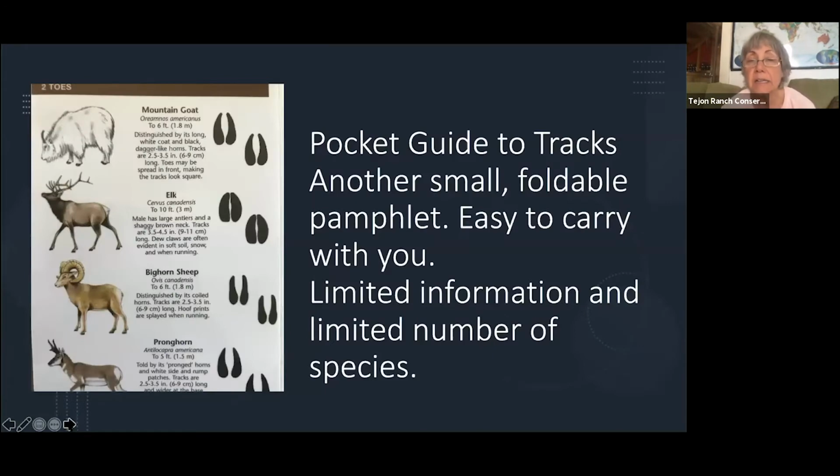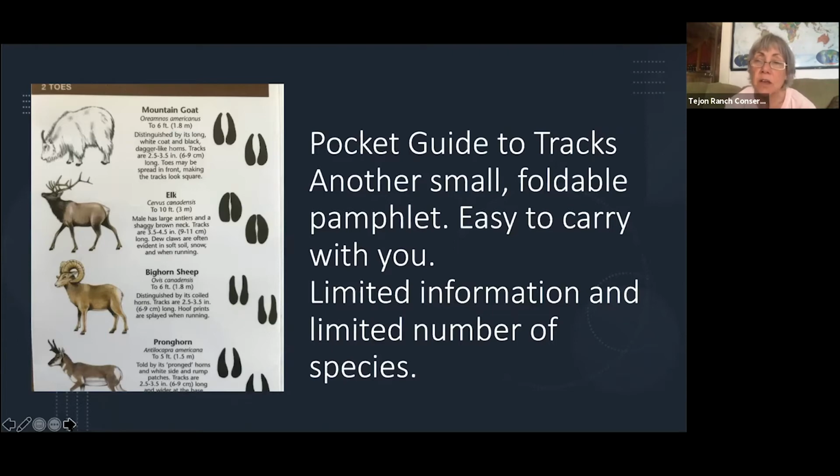And here's a pocket guide to animal tracks. So again, it's small, foldable, easy to carry. You can just put it in your back pocket, but very limited information. And let me give you an example. In California, there's 3 different kinds of elk that live here. In this pocket guide, it shows one picture of an elk. I'm not actually sure which kind that is. So this is a start.